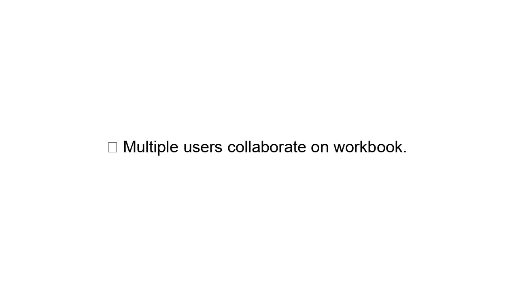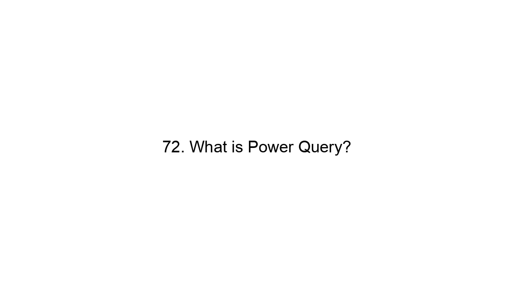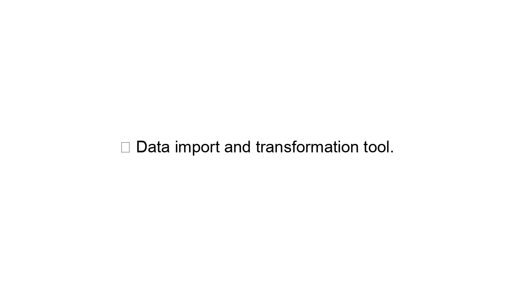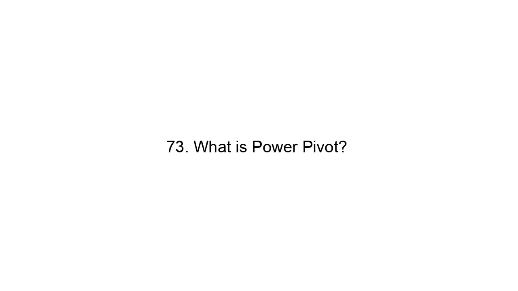67. What is page layout? It controls printing format. 68. What is print area? The selected cells for printing. 69. What is workbook protection? It restricts workbook modifications. 70. What is sheet protection? It restricts worksheet editing. 71. What is a shared workbook? Multiple users collaborate on a workbook. 72. What is Power Query? A data import and transformation tool. 73. What is Power Pivot? An advanced data modeling feature.